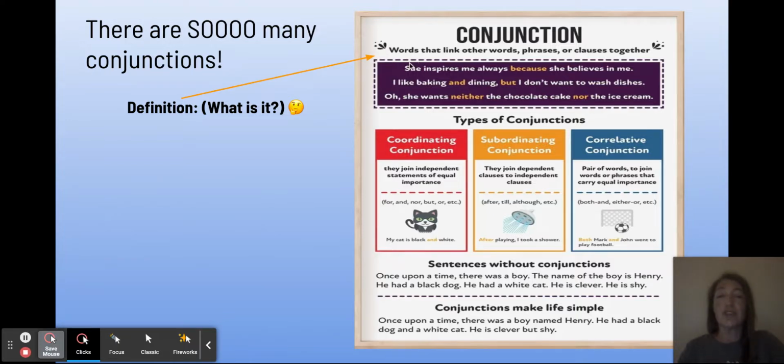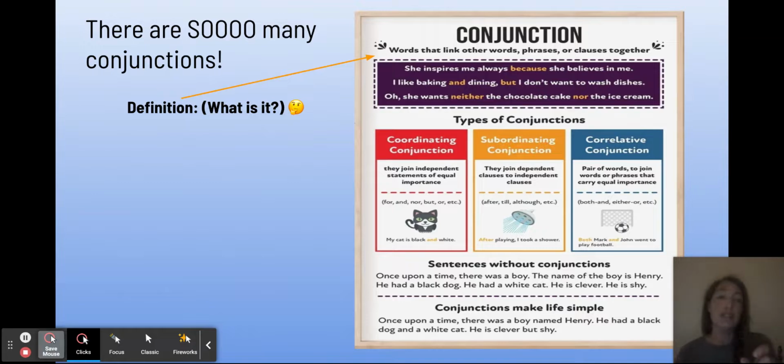So let's look at an example. I like baking and dining, but I don't want to wash the dishes. That's an example of two conjunctions, the word and and the word but. Those words by themselves don't have a lot of meaning, but they have a really big job in that sentence because they tell us baking and dining are similar and they're linked together because they're similar.